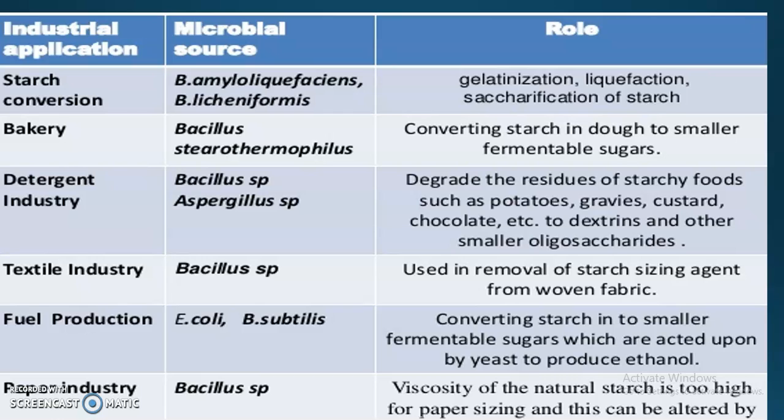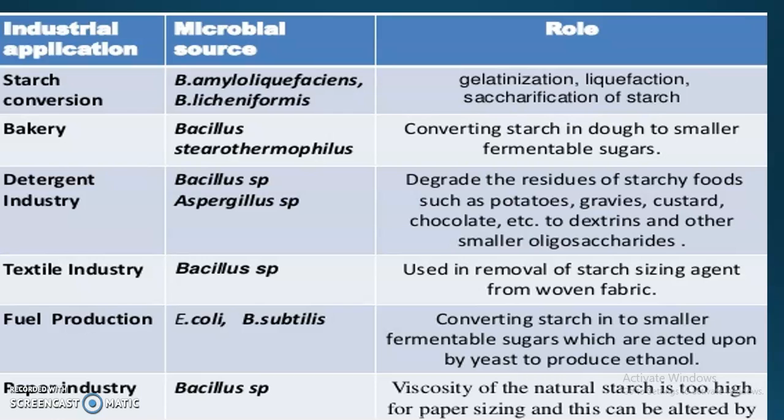Amylase can be used for starch conversion, that is for gelatinization, liquefaction and saccharification of starch. It is used in the bakery industry for converting starch in dough to smaller fermentable sugars, and in the detergent and laundry industry to degrade the residues of starchy foods such as potato, gravies, custard, chocolate, etc. into dextrins and other smaller oligosaccharides. It is used in the textile industry, and it is used in fuel production, that is for converting starch into smaller fermentable sugars, which are acted upon by yeast to produce ethanol.